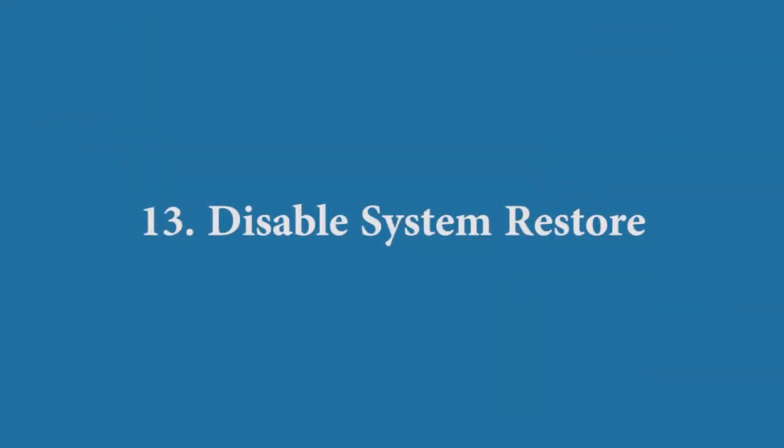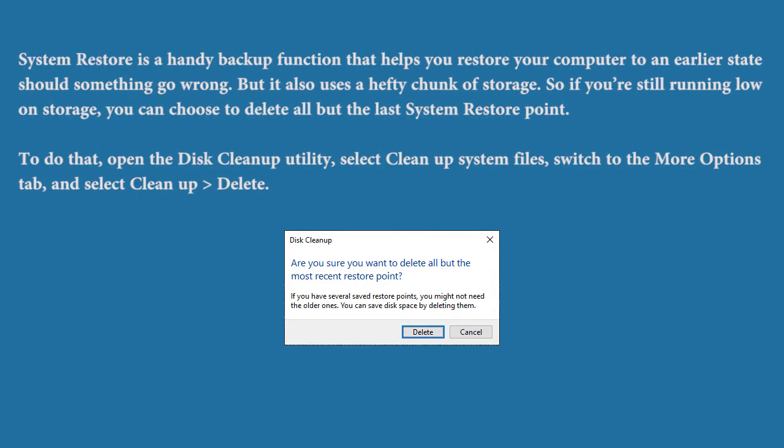13. Disable System Restore. System Restore is a handy backup function that helps you restore your computer to an earlier state should something go wrong. But it also uses a hefty chunk of storage. So if you're still running low on storage, you can choose to delete all but the last System Restore point.